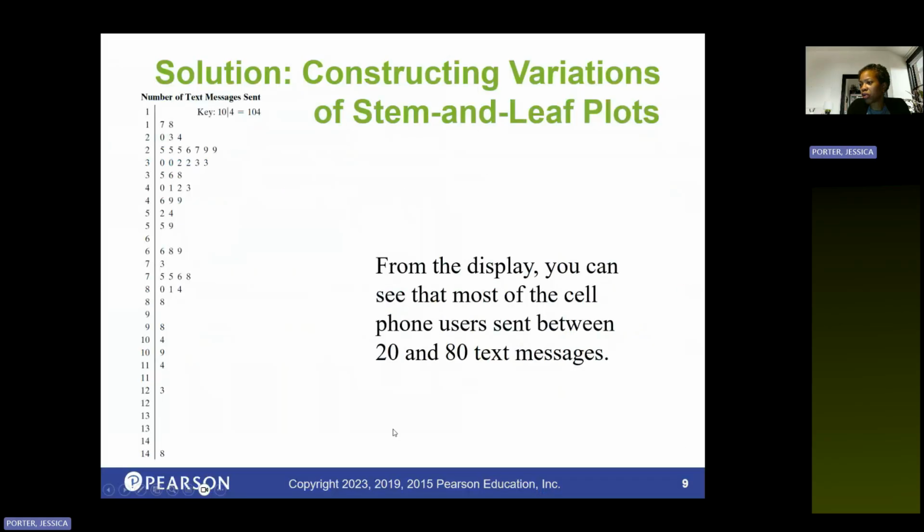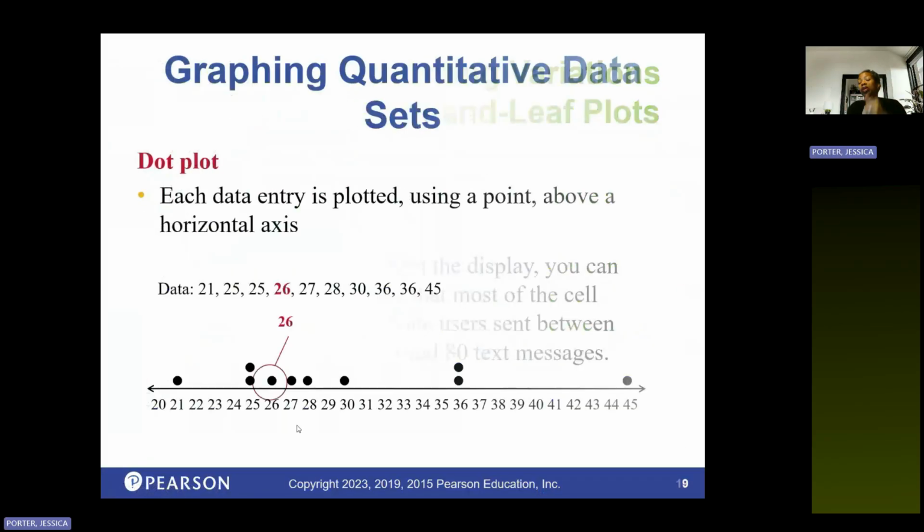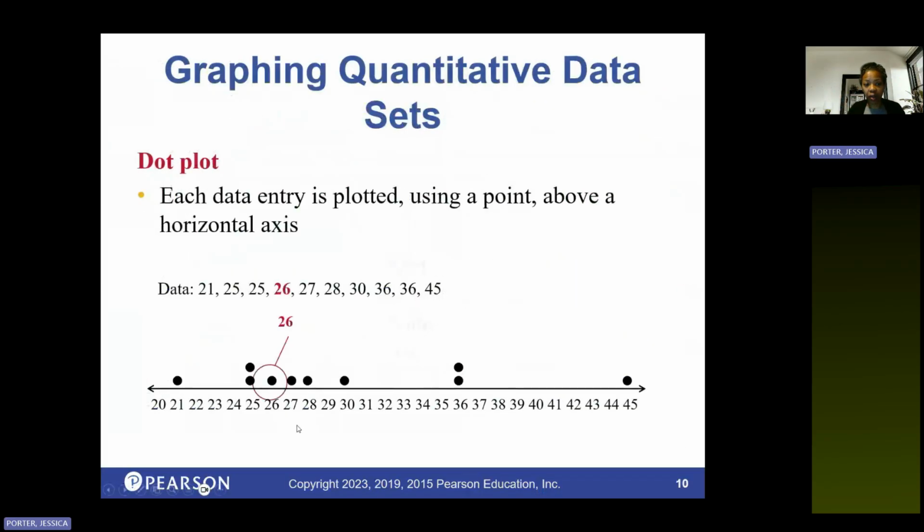And then there's another question for you, but we will keep moving. So we talked about a dot plot briefly, and we looked at our dot plot. So I think we kind of got that one down. Any questions on the dot plot?